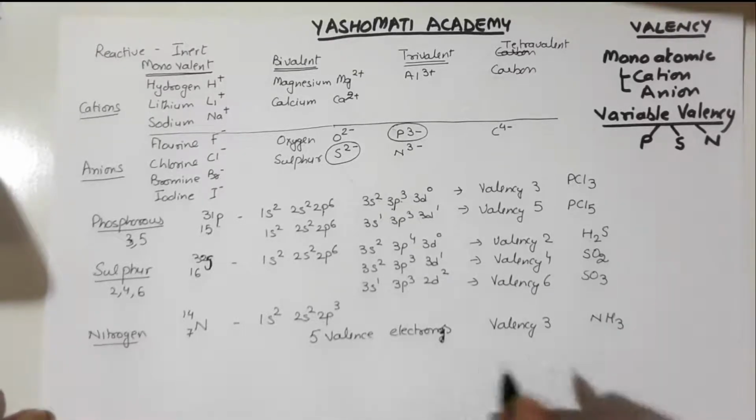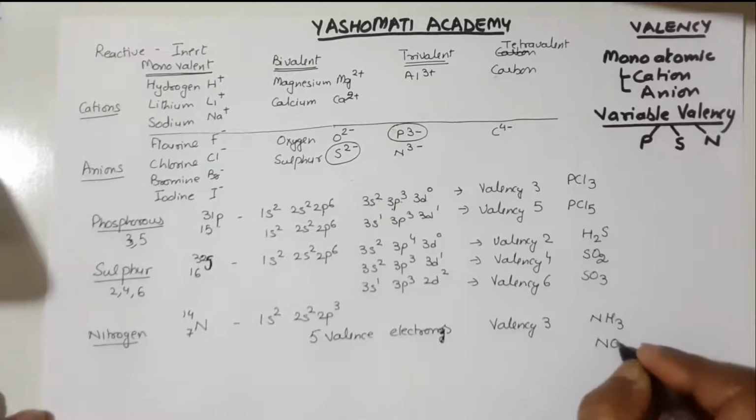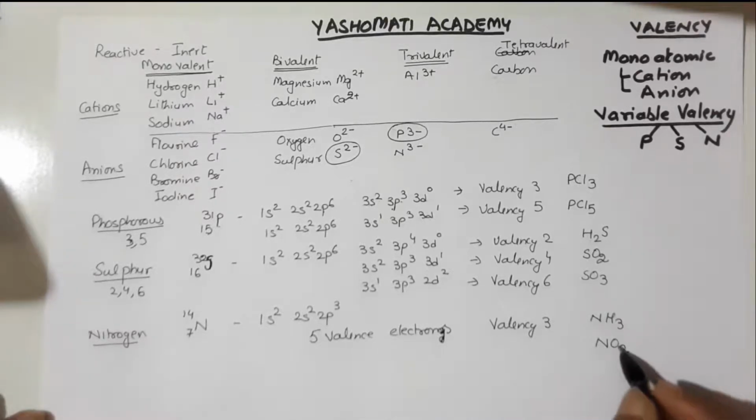But in case of NO2, we find that the valency of oxygen is 2. So 2 oxygen atoms will have valency 4, and these 4 valencies are satisfied by 1 nitrogen. So how is nitrogen having valency 4?